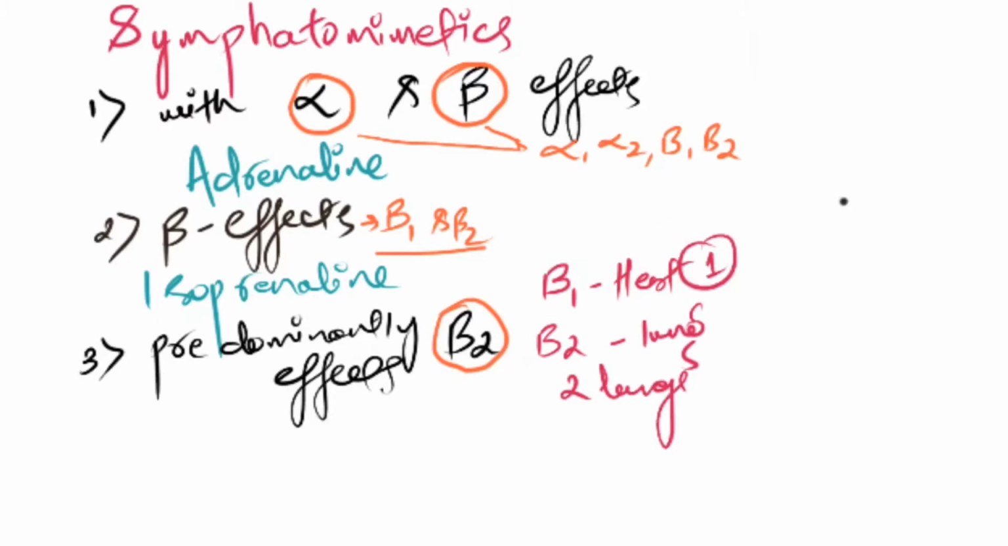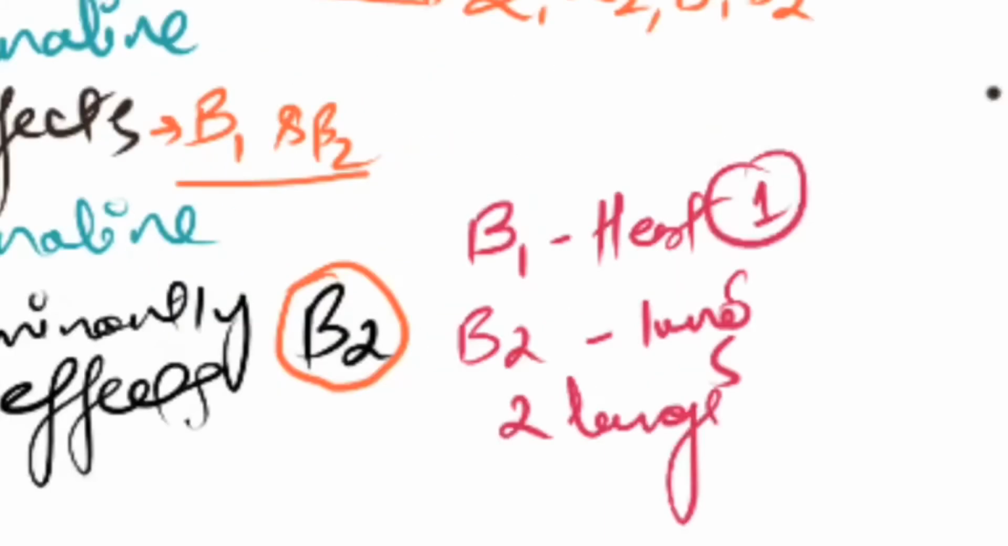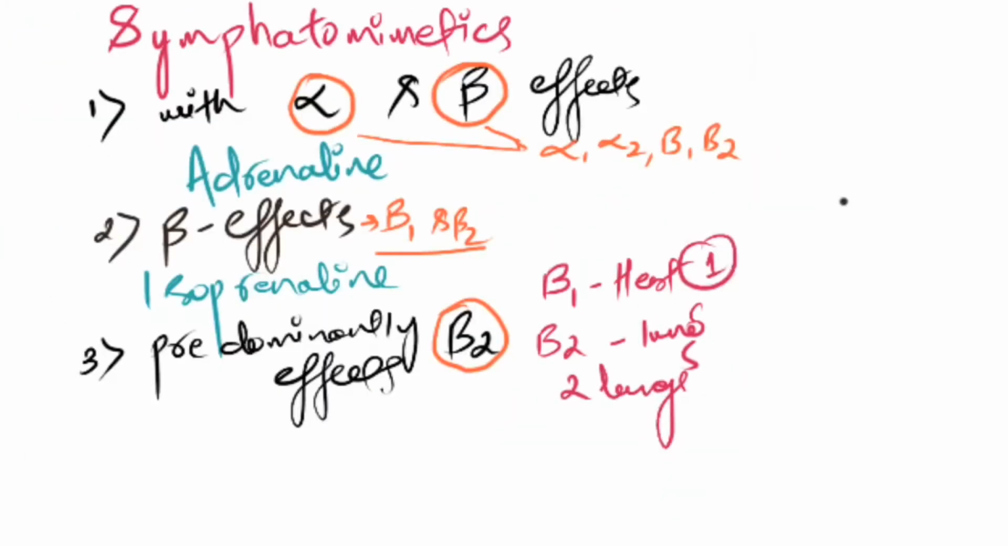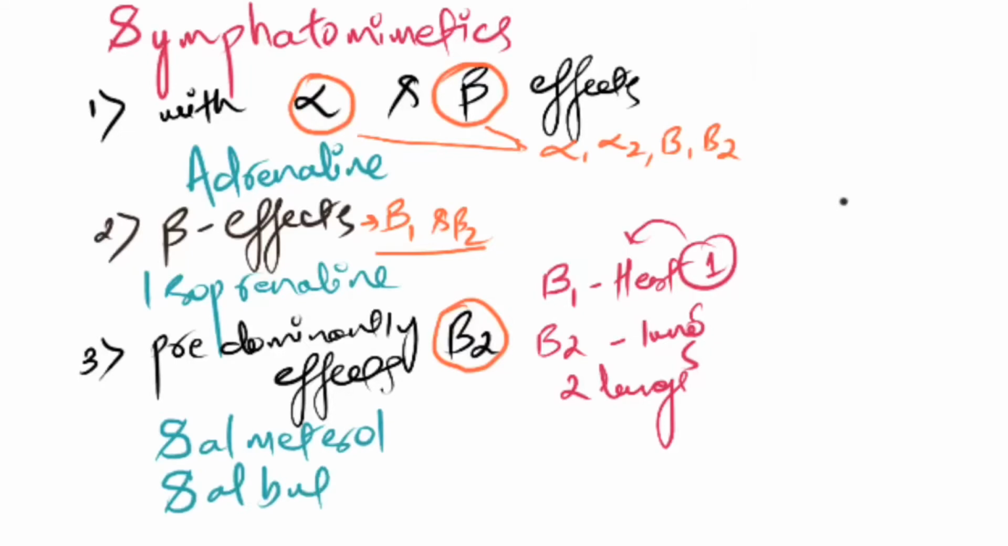So in the latest trends, we are using predominantly beta 2 effects, and this was discovered in the last 10 to 20 years, because why unnecessarily affect beta 1, that is the heart. Now under predominantly beta 2 effects, we have salmeterol, salbutamol and terbutaline. How to remember these drugs, I will show you in my next slide.